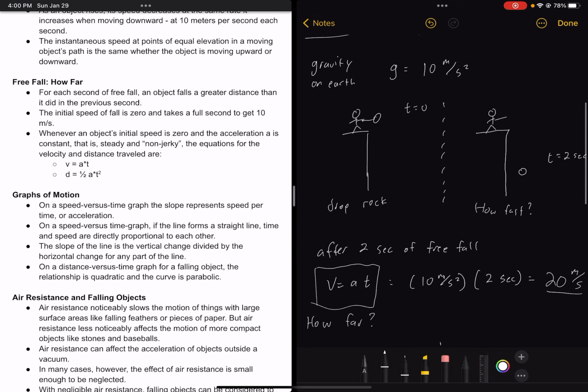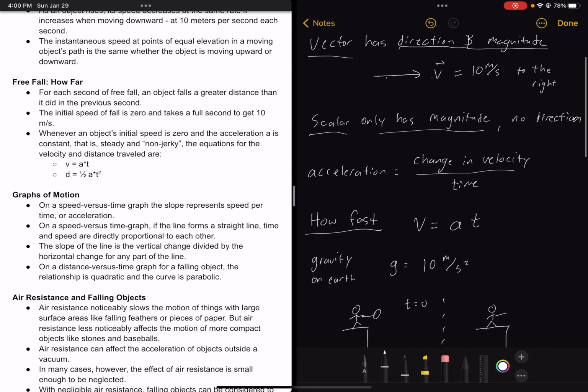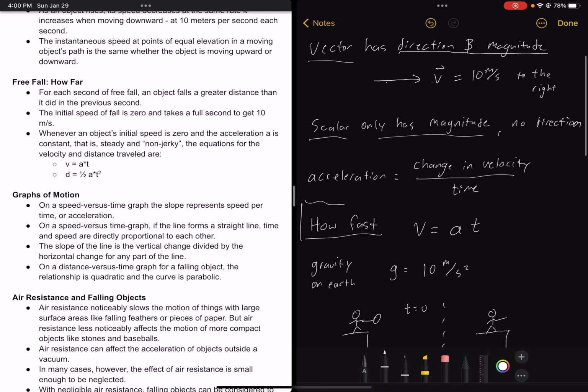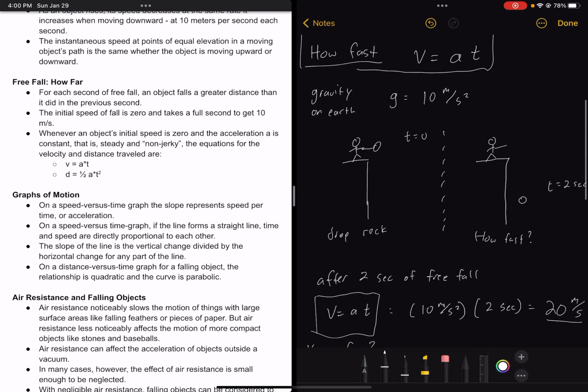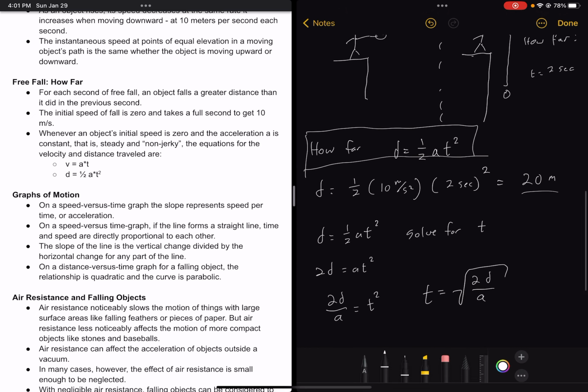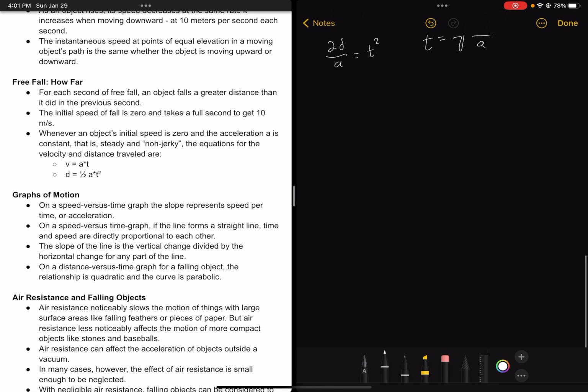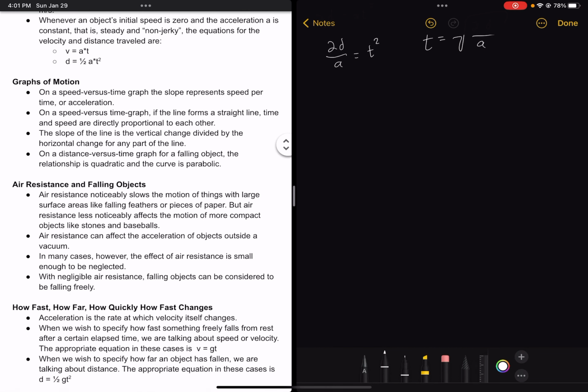How fast? Okay, V equals AT is how fast. And then you have how far: d equals 1/2 AT squared. You're going to have an equation sheet, so you don't have to memorize those equations.